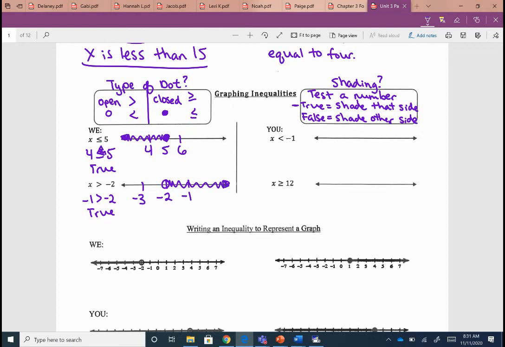So I don't want to try to shade this. I know I have people every year who just try to guess which way to shade. I don't want us to guess, guys. Put a number in from your number line. If it makes your inequality true, shade it. If it doesn't, you've got the wrong side.